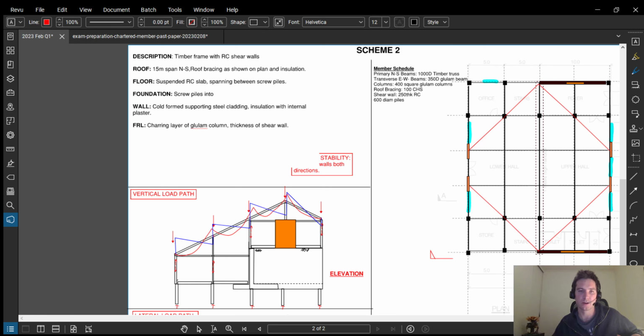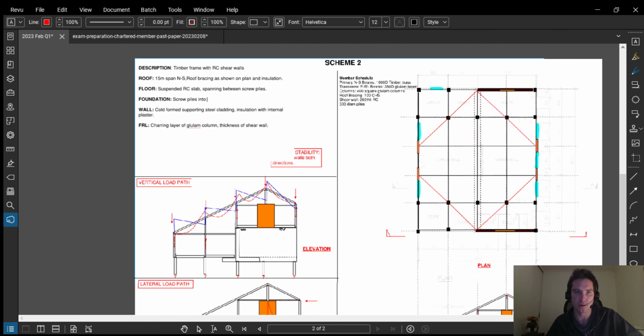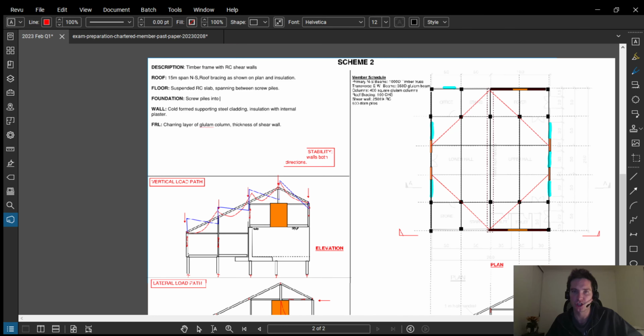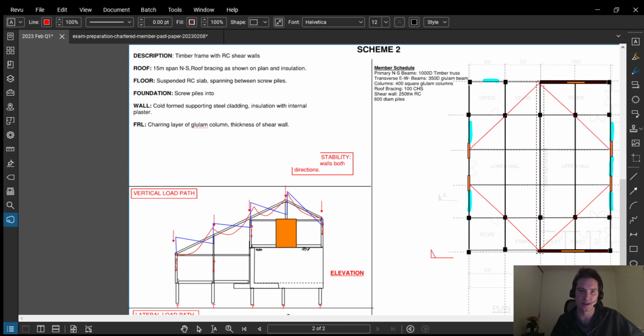So for the glue lam columns, it's a charring layer on the outside. So essentially we allow the surface layer of definite thickness to char, and the inside member is still structurally adequate. So that's how we achieve the 1 hour fire resistance of our columns. And our shear walls achieve it through an adequate thickness, which is the 250 thick reinforced concrete shear walls that we've indicated on our scheme here, as well as the distance to the reinforcement.